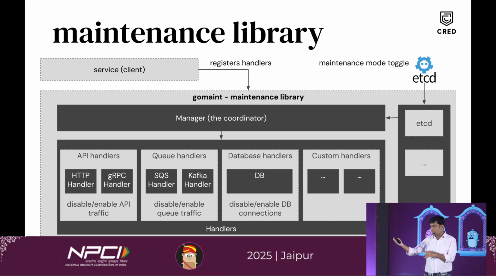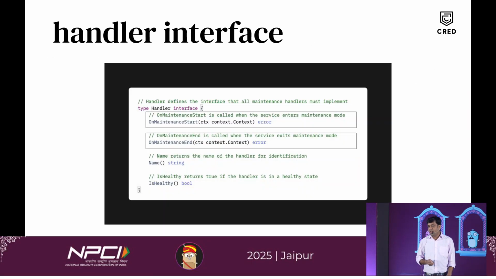Then there is this event source. etcd is one event source that we use, but you could go and extend it to a different event source as well. And then there is this manager, which coordinates everything between the handlers and the event sources, right? Now if you see, the handlers are where most of the logic resides. And this is the core of the library, right?